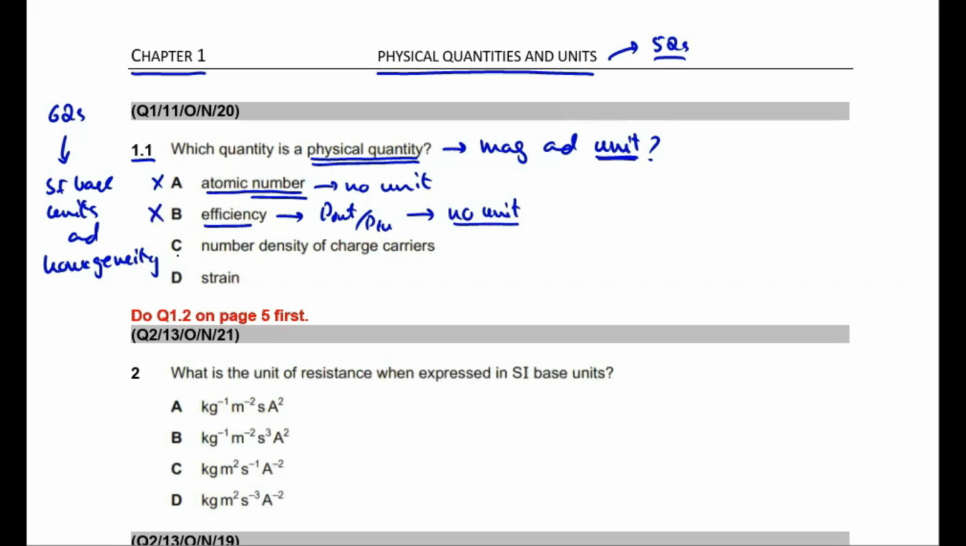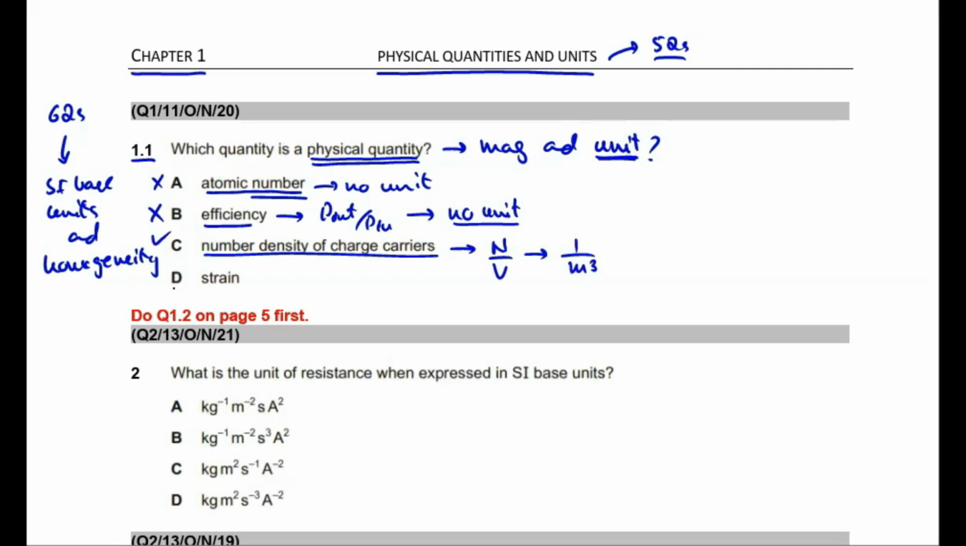Now, next option, option C is number density of charge carriers. Students, we know that number density of charge carriers is given by this expression, N over V, where N is the number of charge carriers and V is the volume. From the expression, it follows that the unit of number density of charge carriers is per cubic meter, right? So, number density of charge carriers may be regarded as a physical quantity.